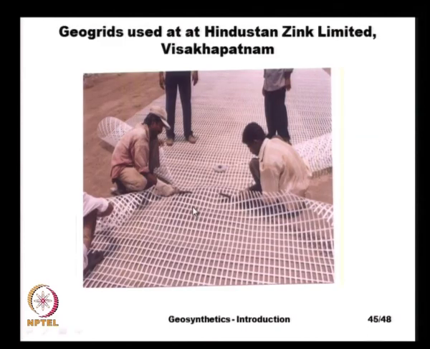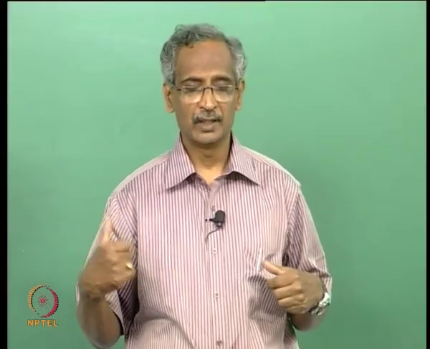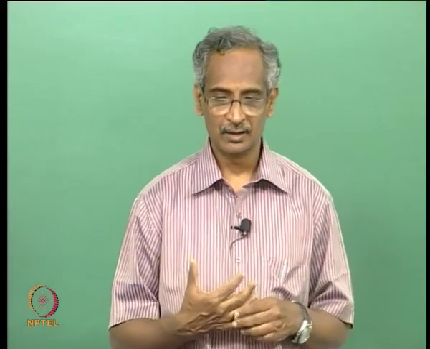Here we see the application of a geogrid for construction of the landfill at Hindustan Zinc Factory in Vizag. And here we see the geogrid being applied for construction of a pavement. This particular product is a biaxial product, because below the pavements, the load is applied in all the directions. So we need strength in both the directions.